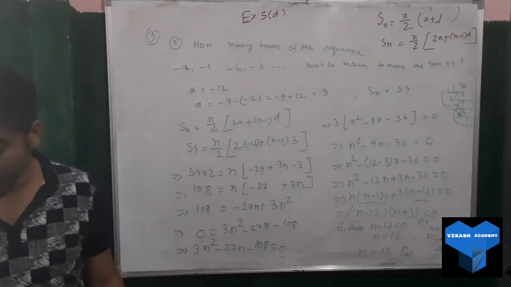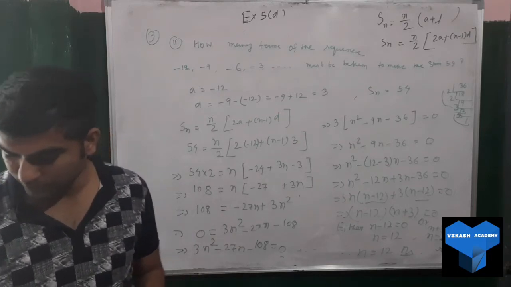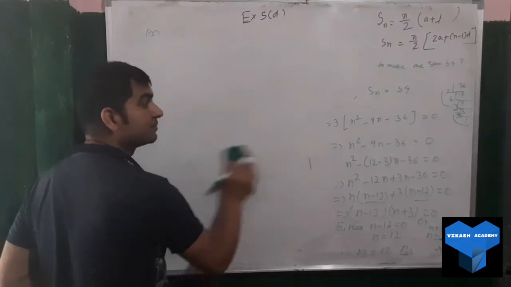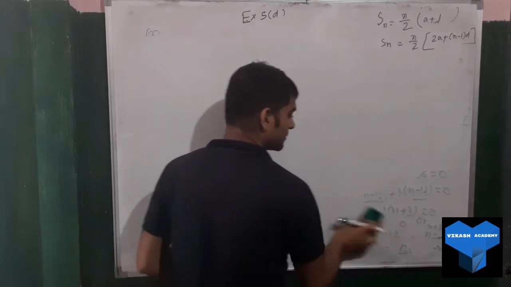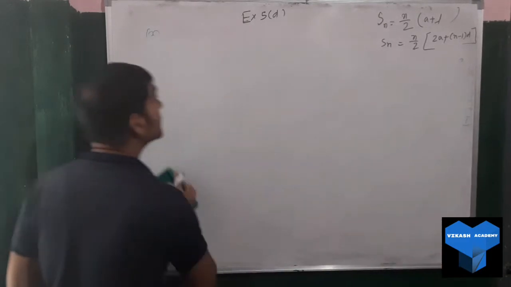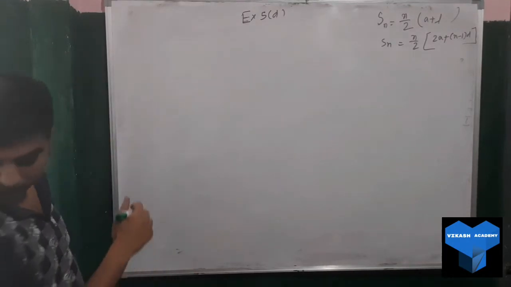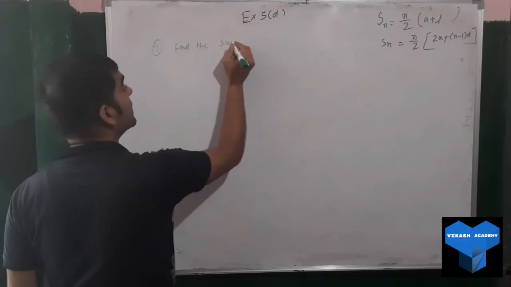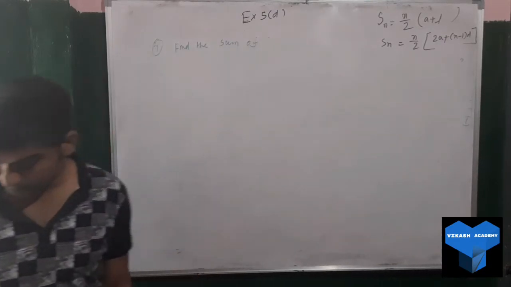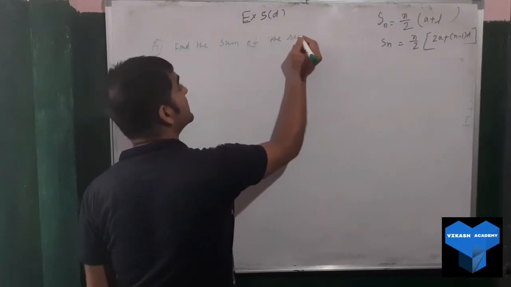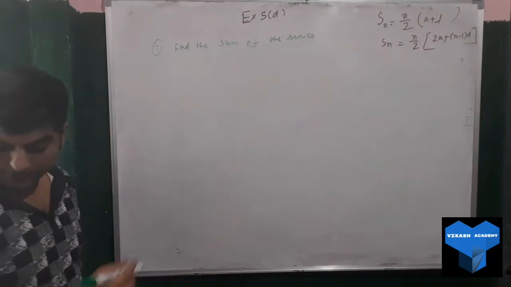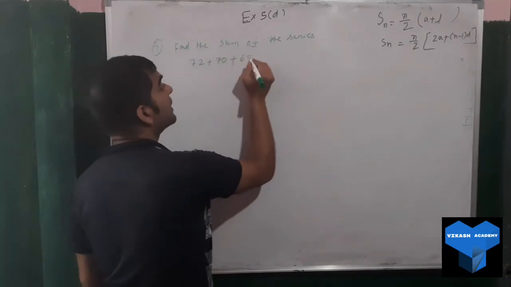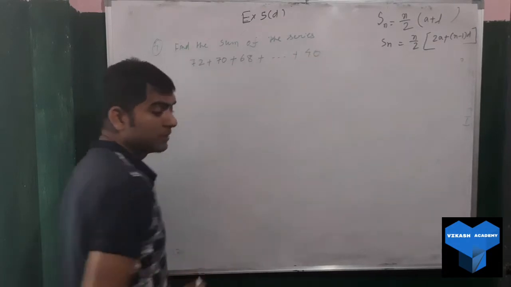So now let us move to the next question, question number 4. Very important question from this exercise, okay? Question number 4 is given: find the sum of the series. The series has already been given here: 72 plus 70 plus 68 plus dot dot dot, plus 40, right? So this is the question.